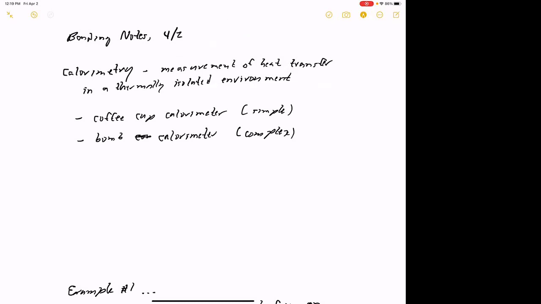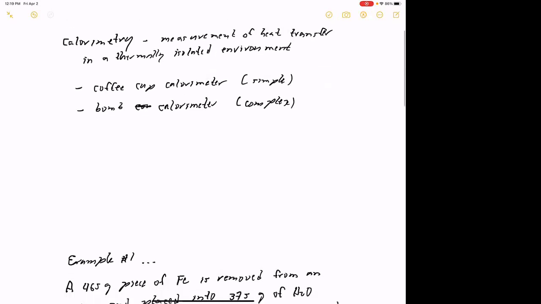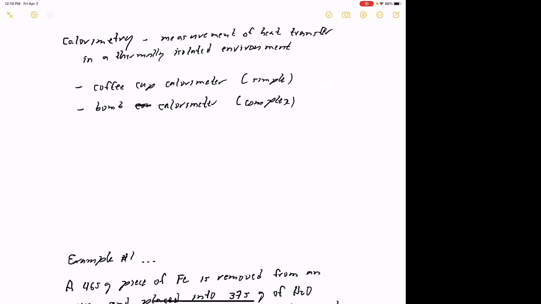So let's talk about the coffee cup calorimeter first. That's the simple one. Let me get everybody on the same page first. You know what I mean by a coffee cup? What I'm talking about here is a styrofoam coffee cup, like you might get from Sheetz or McDonald's or something like that, that they serve you your hot coffee in.